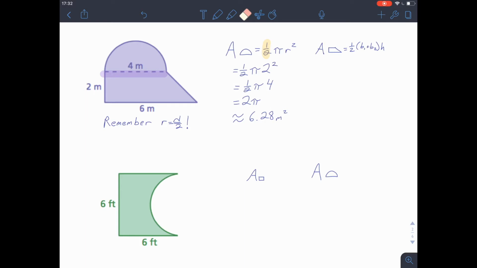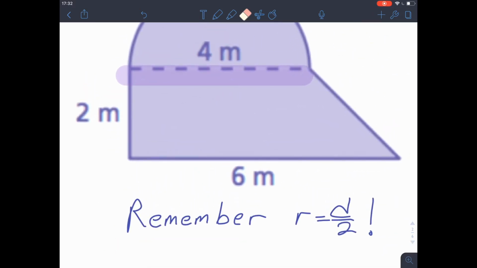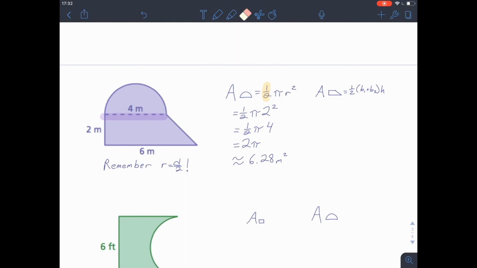That's the 4 and the 6. And my height is going to be the perpendicular 90-degree distance between the two. Now in this shape it doesn't have marked whether or not I have 90-degree angles here, but I can let you know based on the context of where this shape came from that that was supposed to be the case.